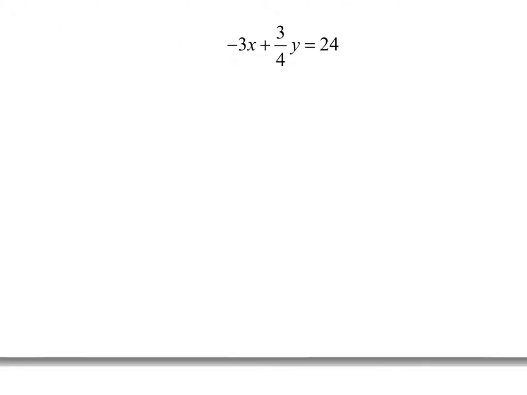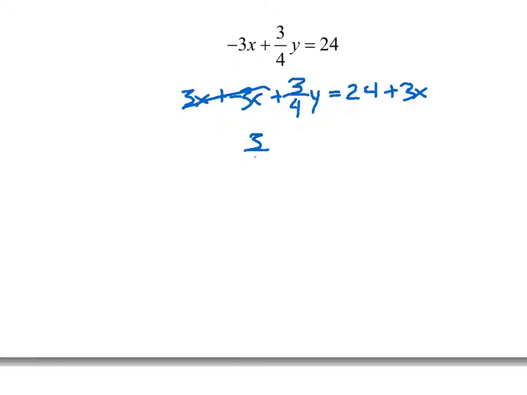Next problem. This is one very much like the do now. We didn't run into one of these yesterday, but we did run into one during the do now, so this should be pretty straightforward for us. First thing we need to do, we need to add a positive 3x to both sides. We're going to get that y term all by itself by doing the additive inverse of anything else that's over there with it. It's going to give me 3/4 y is equal to 3x plus 24. Now, we talked about when we do this inverse operation, what is the multiplicative inverse of multiplying by 3/4? Madeline.